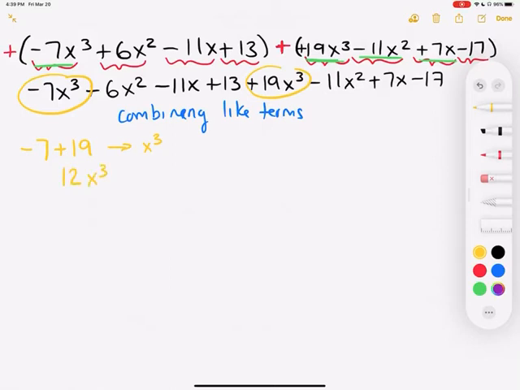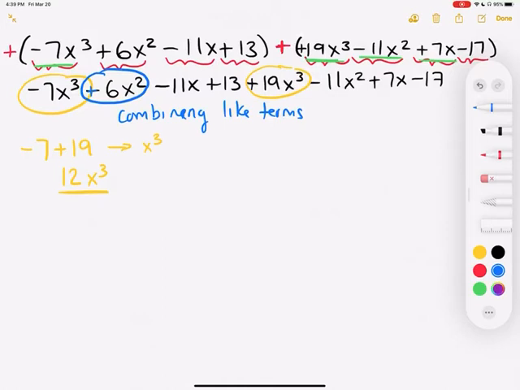x cubed. So this is the result of adding or combining the first two like terms that I encountered, the x cubes. You have to leave the x cubed as it is because that's negative 7 apples plus 19 apples. You combine those into 12 apples. So it's still x cubed. So let's see, we can combine something with this positive 6x squared.